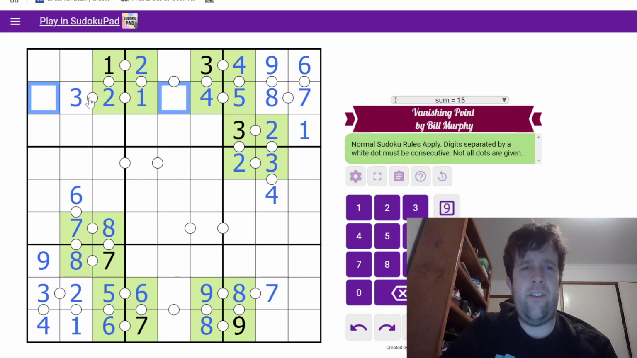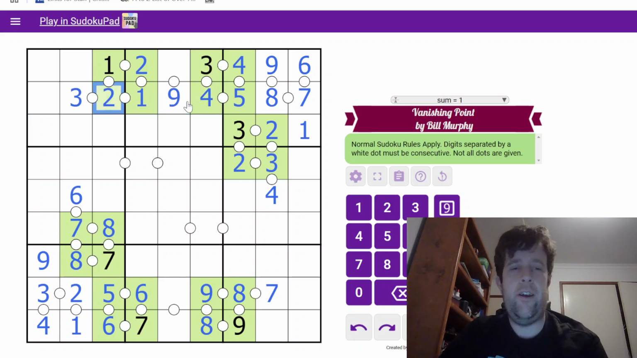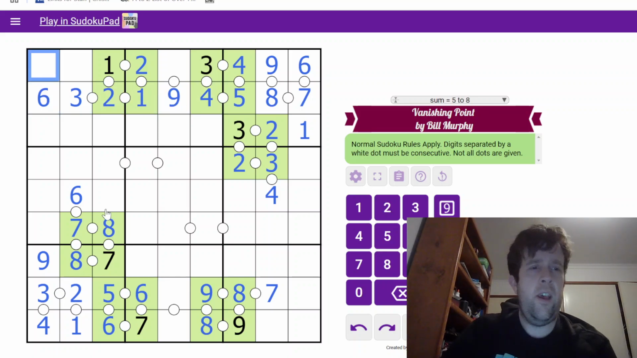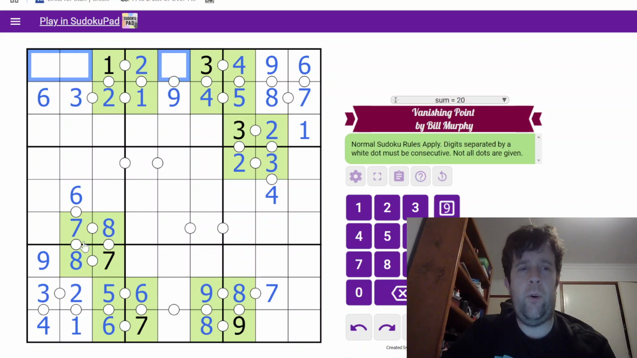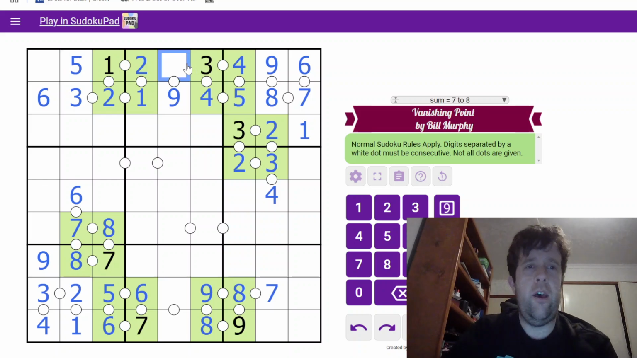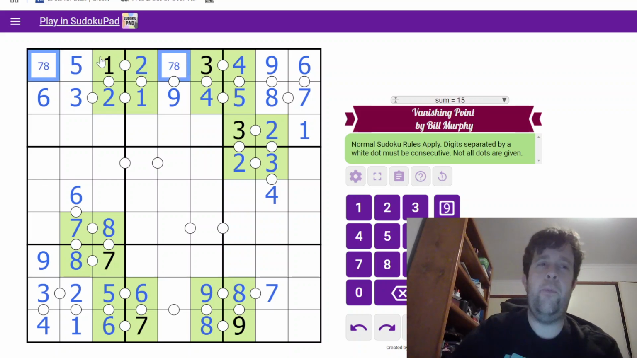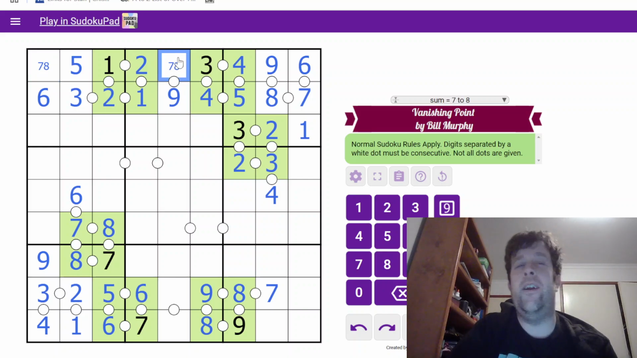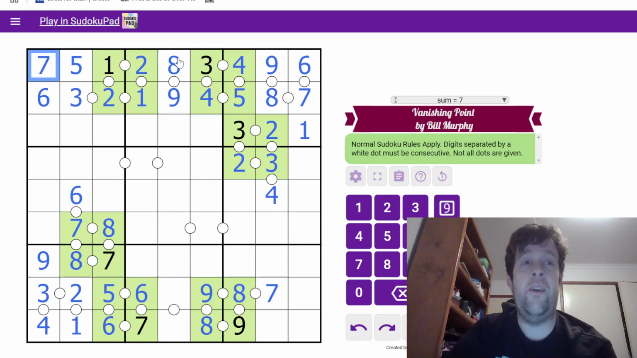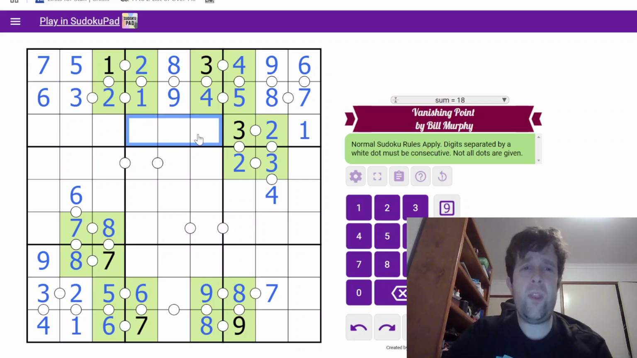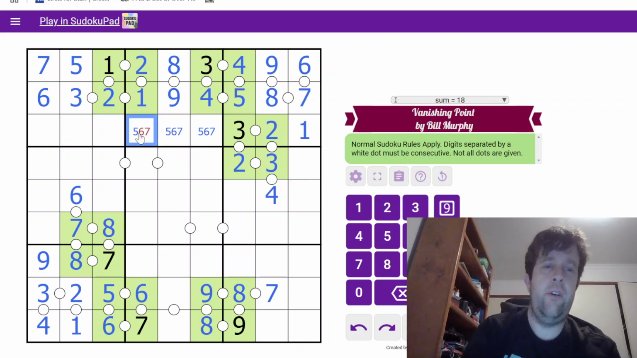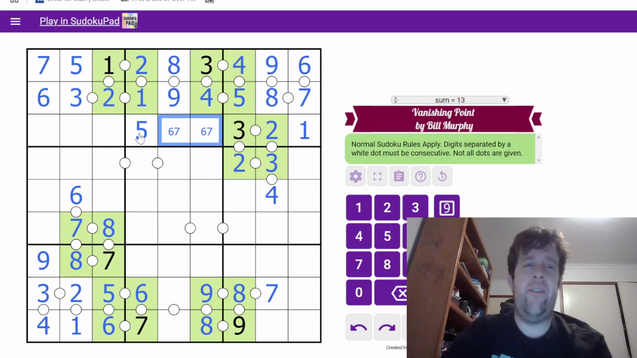Now, this is a 6-9 pair in row 2. 9 can't go in this cell, so that's a 9 and that's 6. 5, 7, 8 in row 1. 7 and 8 can't go in this cell, so that's 5. This is 7 or 8, but because I have a 9 here, I know 9 is not consecutive to 7, so that must be 8. This is 5, 6, 7. 5 goes there, take 5 out of there. And yes, the symmetry does go back around the other way.